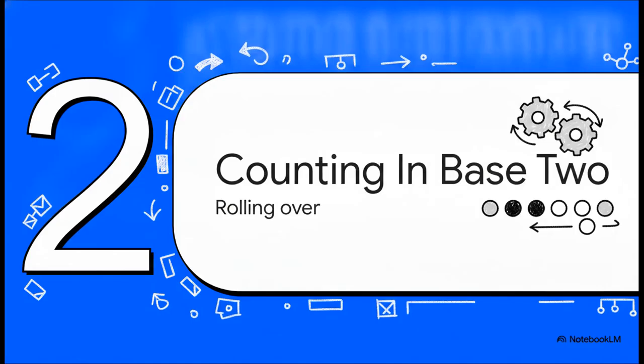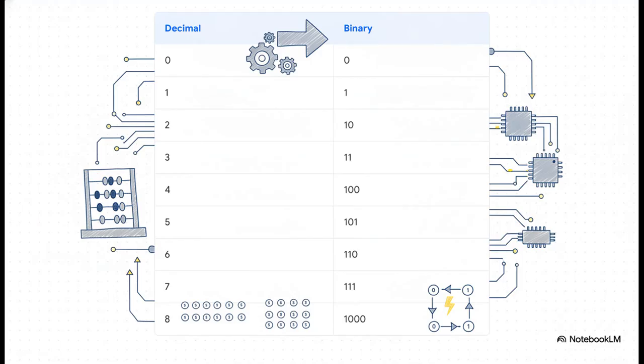Okay, moving to section 2, counting in base 2, or rolling over with only two digits. So if you only have two digits to work with, how do you ever count past 1? Well, you just have to roll over immediately. When we map our standard decimal numbers right next to binary, you can see how unbelievably fast we run out of digits. In decimal, 0 is 0. Same in binary, it's 0. Decimal 1 is binary 1.